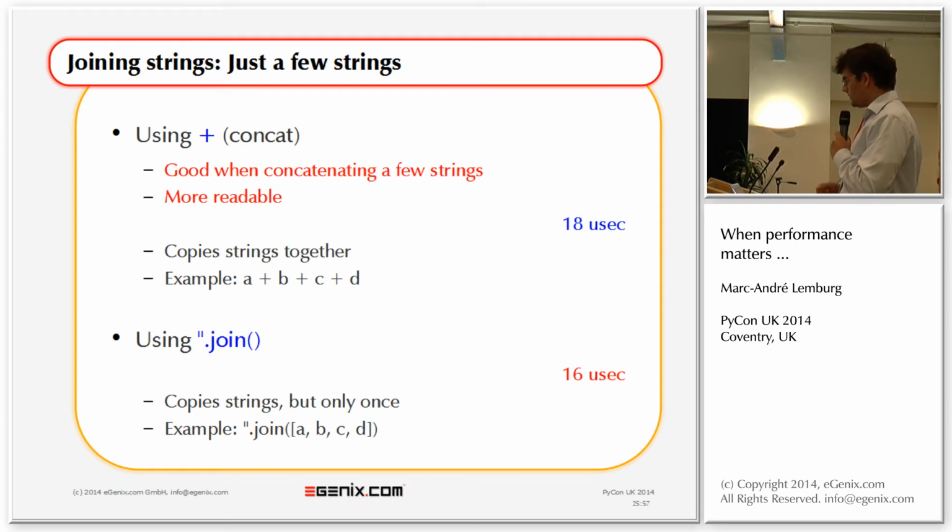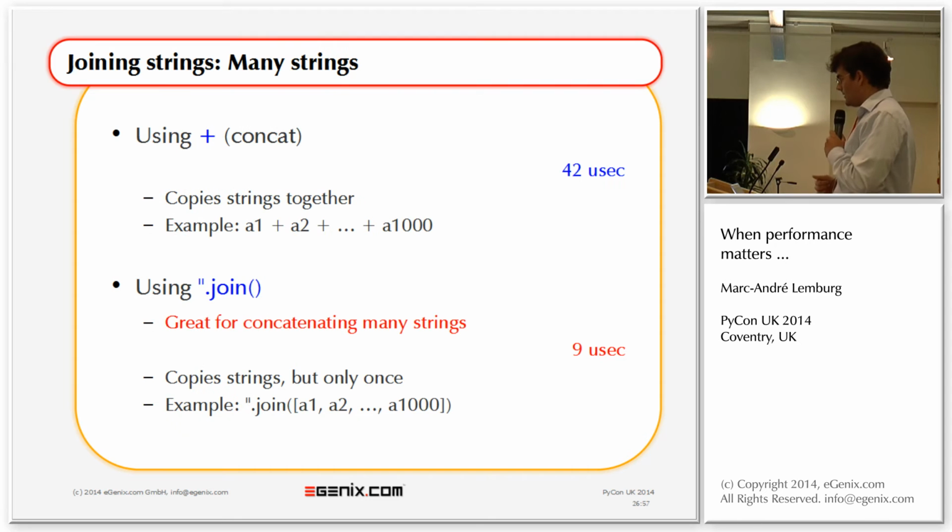The second approach is using join and then a list of the entries that you want to join. And that, as you can see in this case, even if you have just four strings to join, it actually makes a difference. But it's a lot more obvious if you have many strings to join. Of course, no one would write the plus notation for 1,000 elements, but just for comparison, the difference there is really enormous.